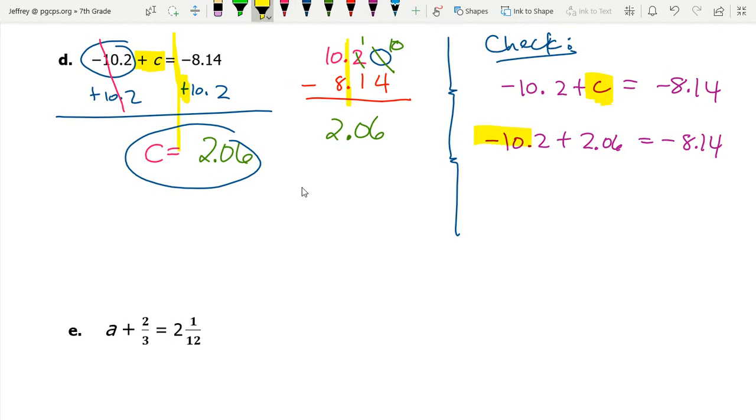Now let's simplify these two terms. The signs are different, so we subtract. When we subtract them, that would equal negative 8.14 is equal to negative 8.14. Because the magnitude of negative 10.2 is bigger than 2.06, our sign is negative. So our solution is correct.